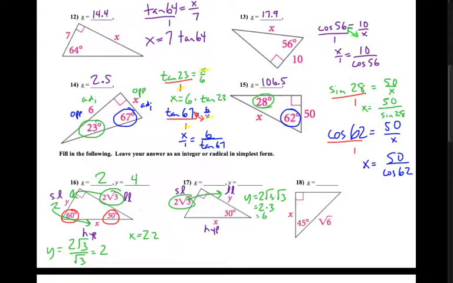That's what y is. To get x, I'm going to go from the short leg to the hypotenuse, multiply by 2. The numbers that are not inside the radical multiply together. The answer is 4 square root 3.